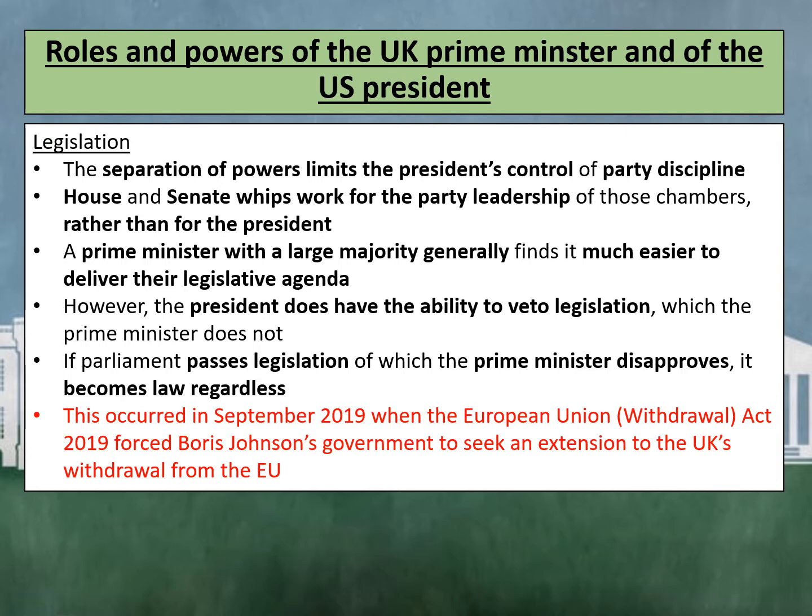If Parliament passes legislation of which the Prime Minister disapproves, it becomes law regardless. This occurred in September 2019 when the European Union Withdrawal Act forced Boris Johnson's government to seek an extension to the UK's withdrawal from the EU.